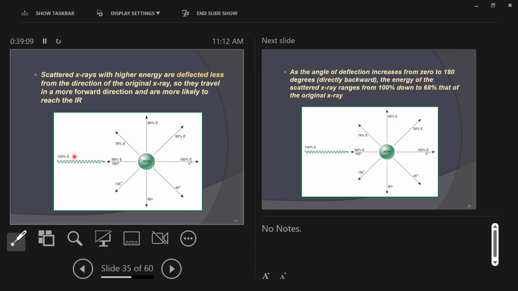So they show incoming to the atom. It is more likely at high energies to deflect at lesser angles, and at low energies it's more likely to deflect at steeper angles, like back towards the original direction. Okay, and that's about the best I can give you for this.